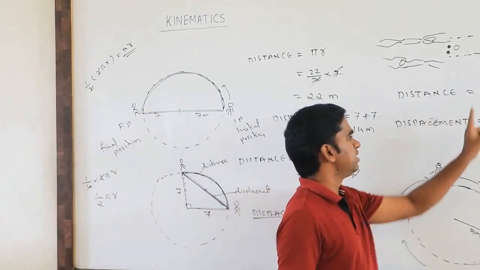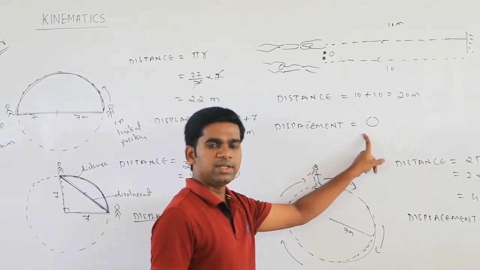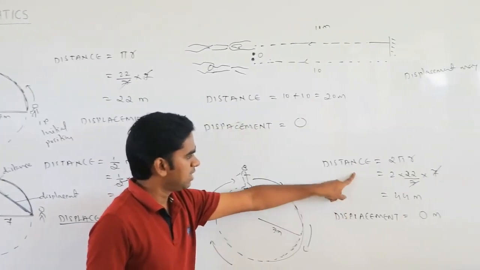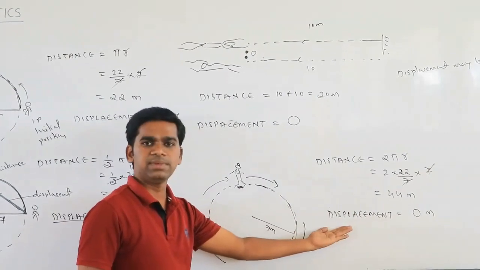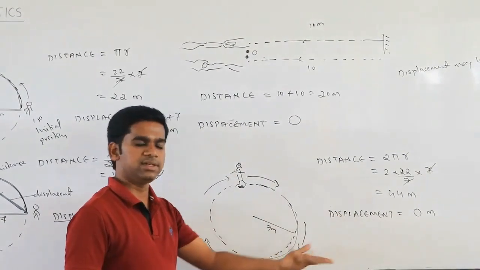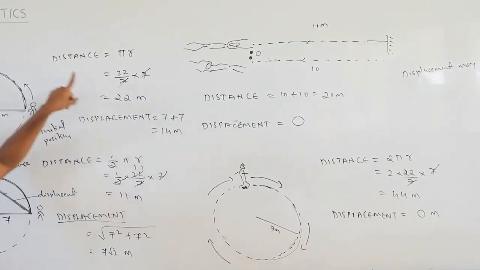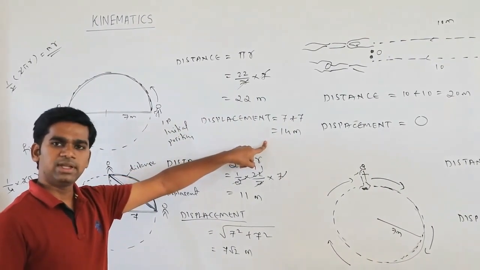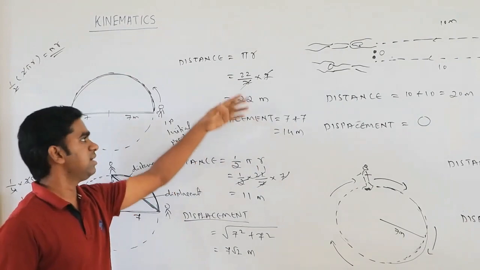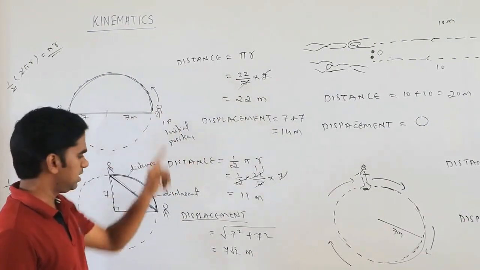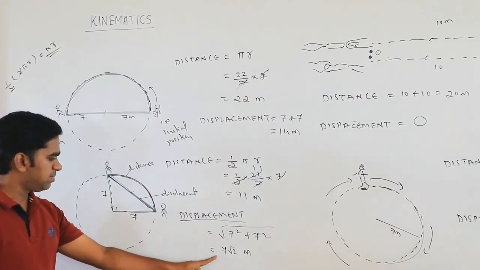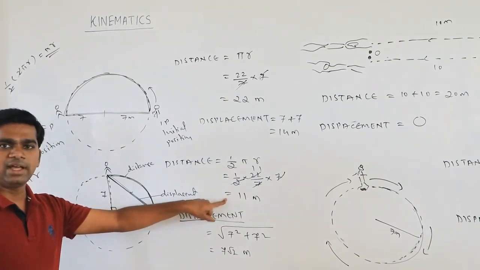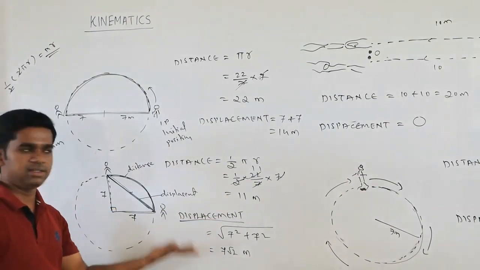Okay. So one more very important conclusion I can draw here. In the first example, distance is 44, displacement is 0. So displacement is less than distance. Next, distance is 22, displacement is 14. Again displacement is less than distance. Here displacement is 7 root 2, distance is 11. Again displacement is less than distance.